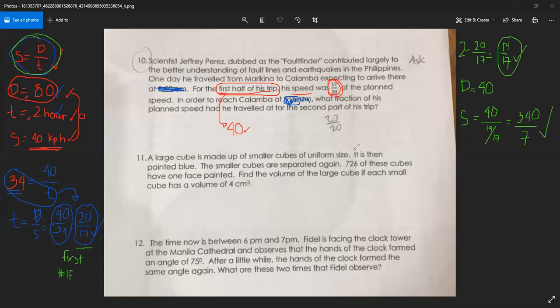Is this the answer? Because the question is, what fraction of his planned speed had he traveled at for the second part of his trip? No. What we are going to do here is divide this, because we're going to get the percentage. So percentage over base rate. We're going to divide 340 over 7 by 40. 40 is the original speed. Doing that, 340 over 7 divided by 40, we will get 17 over 14. So this will now be our final answer.